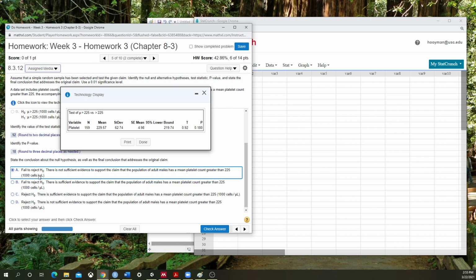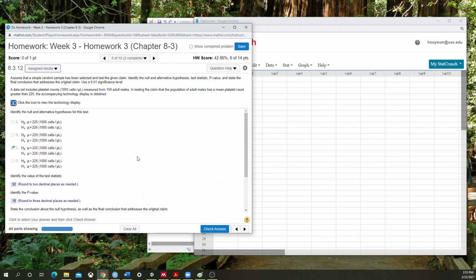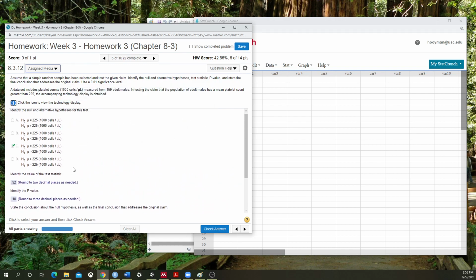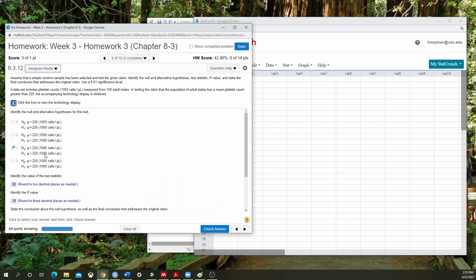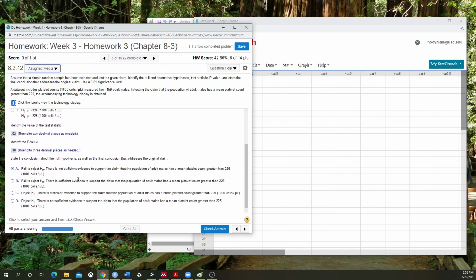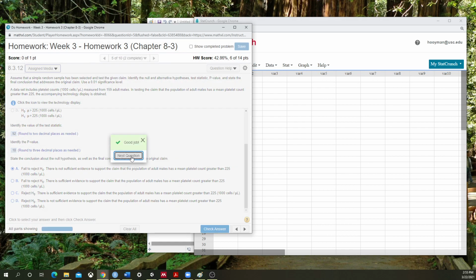So we are going to say that the mean platelet count is equal to 225. And if we look up here, that's exactly what our null hypothesis is, because we failed to reject this. We were unable to accept this. So we're going to say that it probably is close to equal to 225 for whatever reason. We're not going to reject. If you do have sufficient evidence, then you would reject the null. Okay? Let's check that answer just for goodwill.